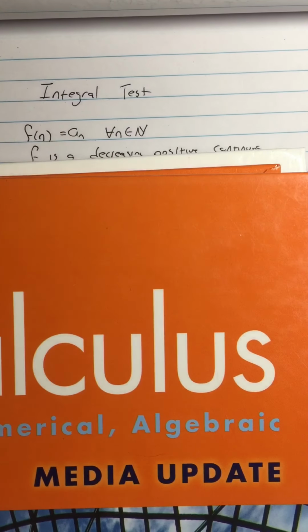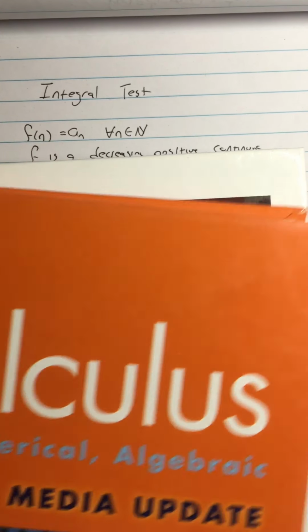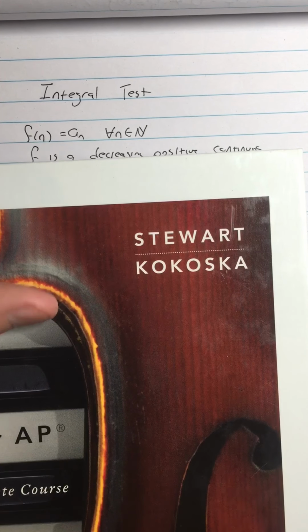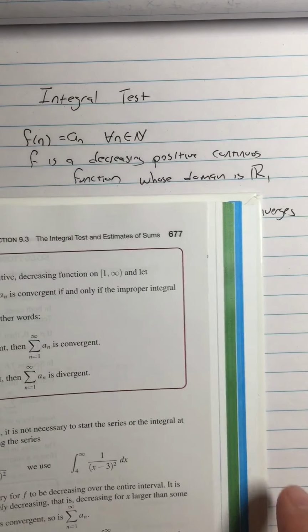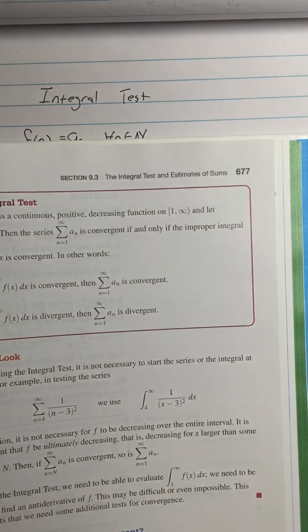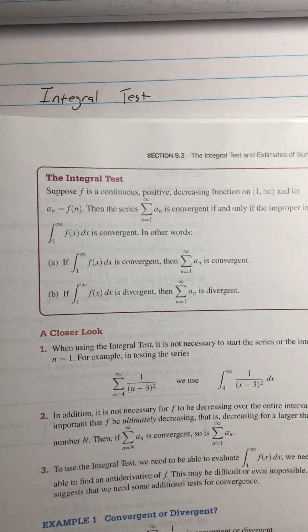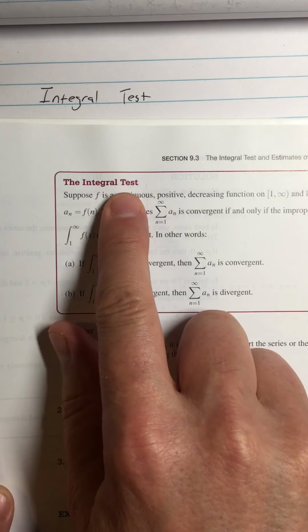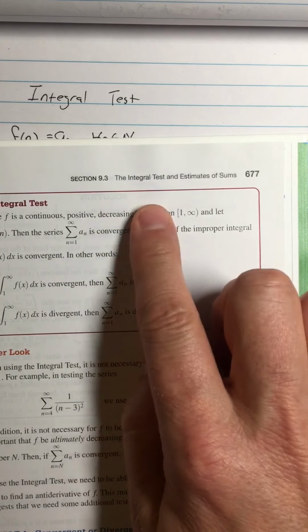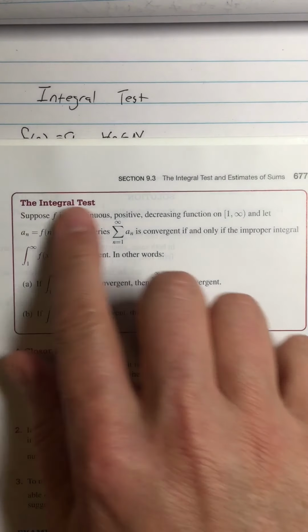So for the rest of this chapter, we're not going to use the orange book. We're going to use Stewart Kokoska. Where the integral test appears is in section 9.3, because we already did 9.1 and 9.2, and then we're just going to go section by section. The integral test is on page 677 of section 9.3. They just call it the integral test.